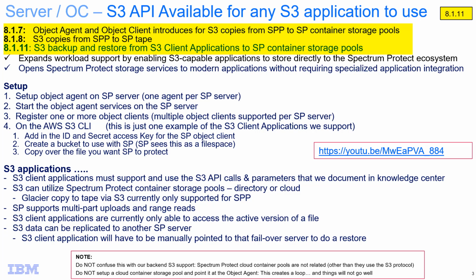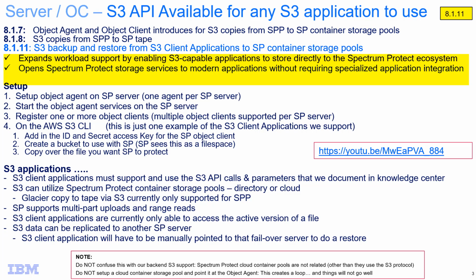Now in version 8.1.11, we're opening up that S3 API to be used by any type of S3 client application to be able to do backups and restores from the Spectrum Protect container storage pools. So this will expand the workload that we support by enabling any S3 capable application to store directly to that Spectrum Protect ecosystem. And it opens up the Spectrum Protect storage services to these modern applications that require specialized application integration but work with S3.